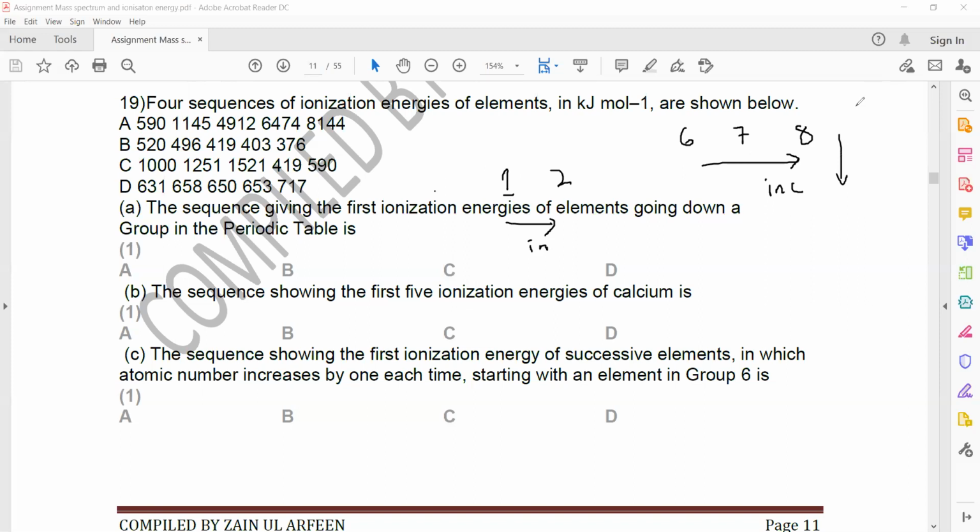The sequence showing the first ionization energy of successive elements in which atomic number increases by one means group 6, then group 7, group 8. Group 8 should have the highest ionization energy, and then moving from group 8, as atomic number increases, you will have group 1 again, or the next period's group 1 element. So what will be the answer? C will be the answer. You can see 1000, because the sequence is what they mentioned, like if you have a periodic table.